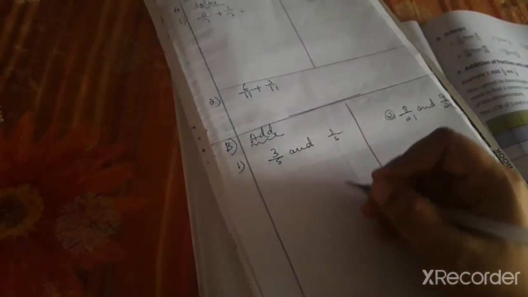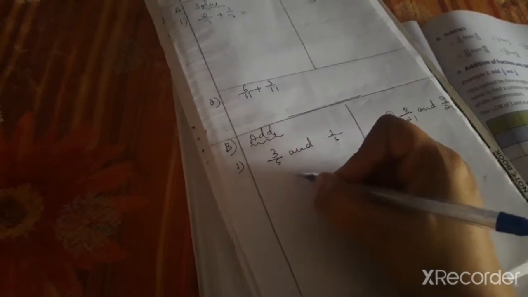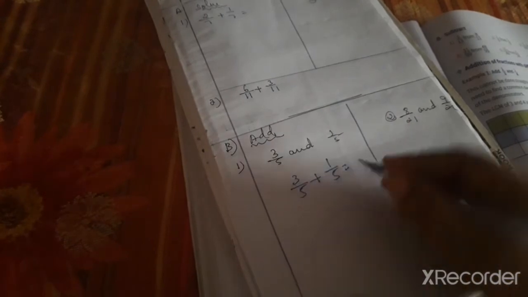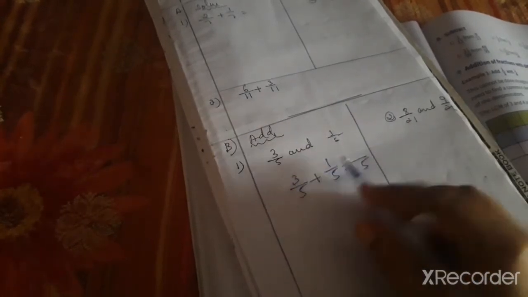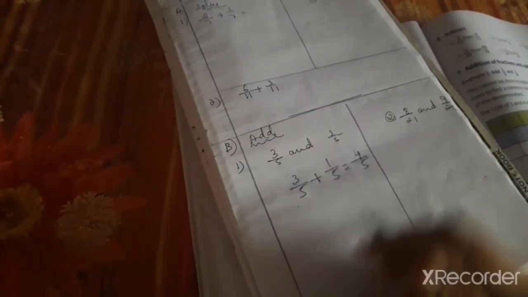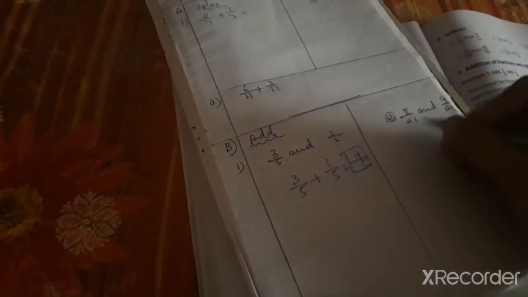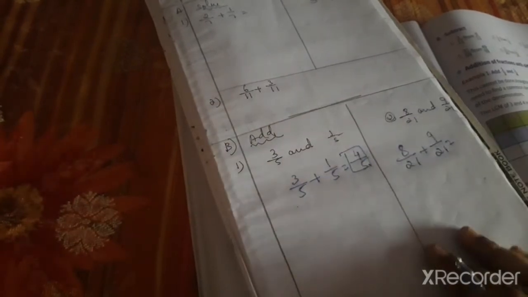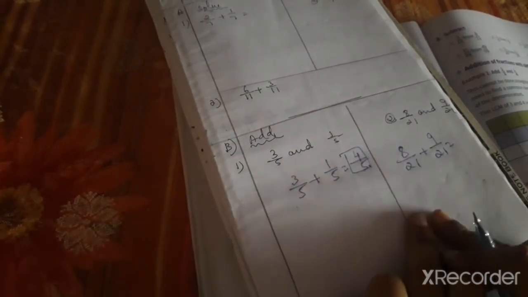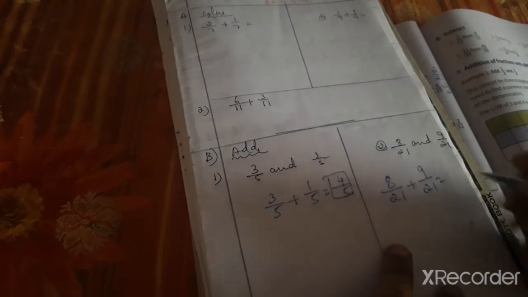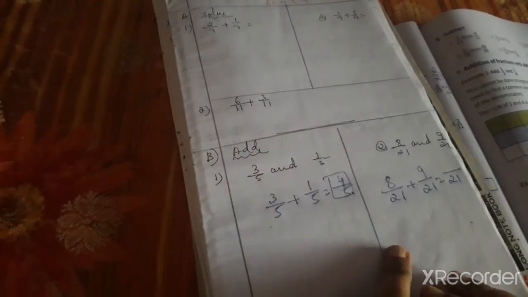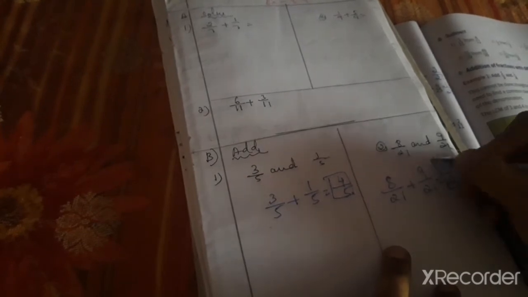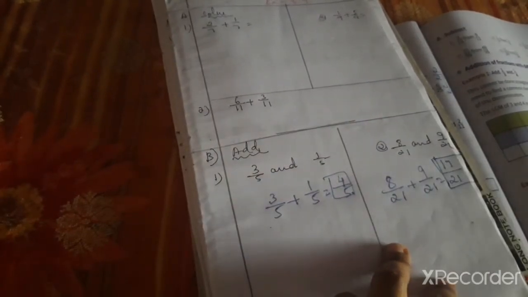Now 3 by 5 and 1 by 5 means 3 by 5 plus 1 by 5. These are like fractions, so write the 5 as it is, and 3 plus 1 is 4. 4 by 5 is the answer. So 8 by 21 plus 9 by 21. Like fraction because the denominators are the same. So we can write the answer directly. Write the denominator first, 21. 9 plus 8 is 17. Answer is 17 by 21.